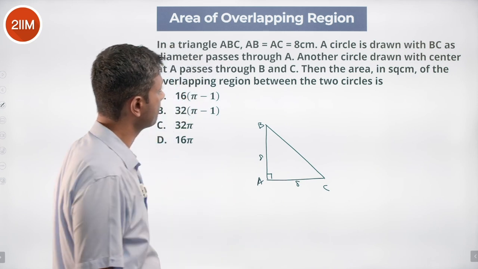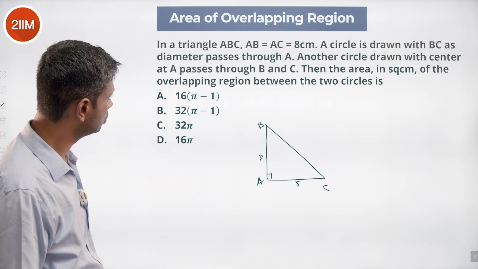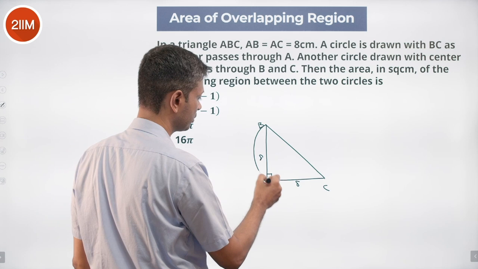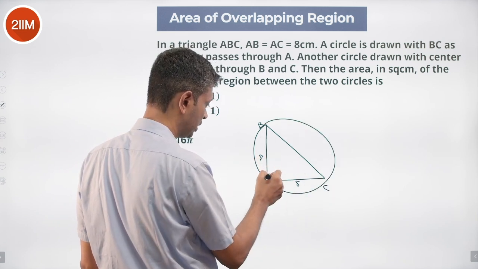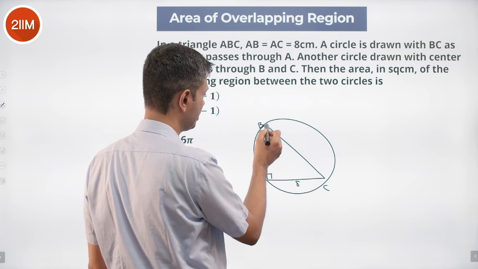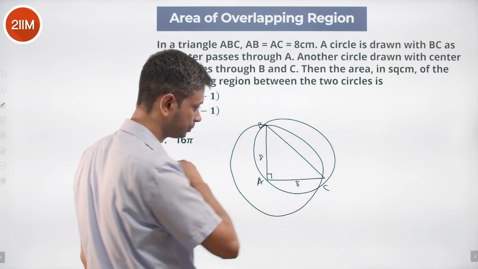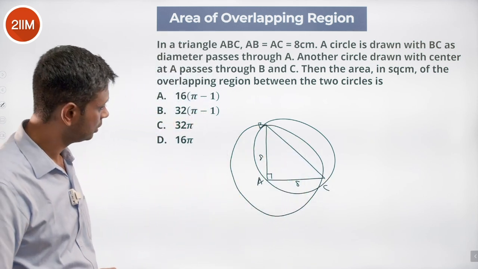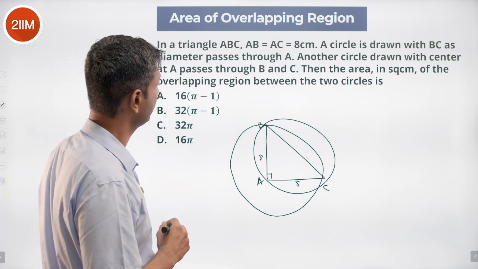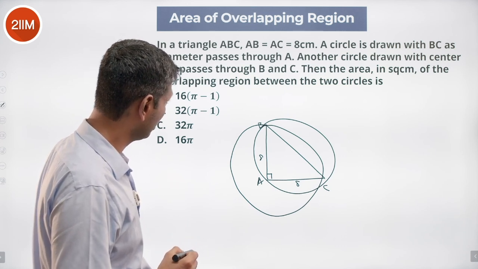Right angle. Another circle is drawn with center A that passes through B and C. So BC as diameter, this is our first circle, and the second has center A and passes through B and C. Our radius is 8. We have a circle like this. We've got circle 1, circle 2. What is the area in square centimeters of the overlapping region between the two circles?